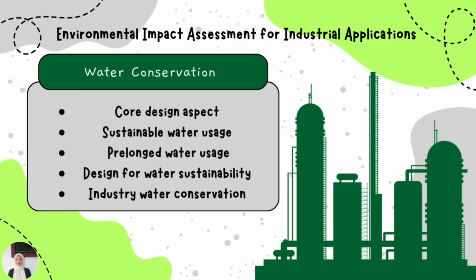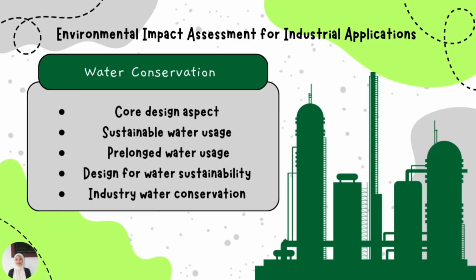Water is usually used for cooling process. So the first one is core design aspect. Industrial process should incorporate water conservation measure from the initial design phase to ensure efficient usage. The next one is sustainable water usage. Industries must implement strategies to use water responsibly, reducing waste and optimizing consumption.